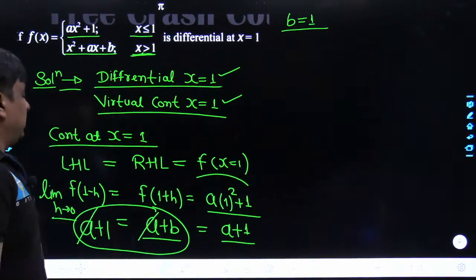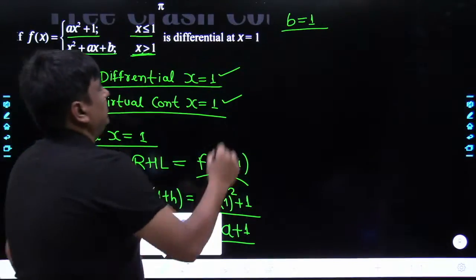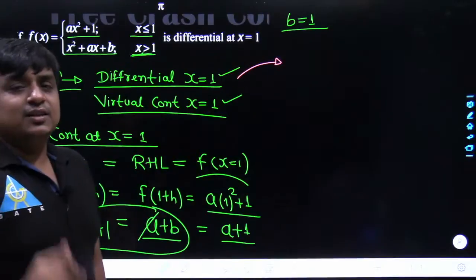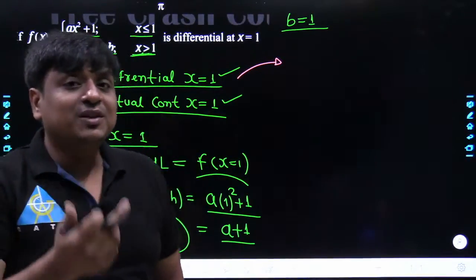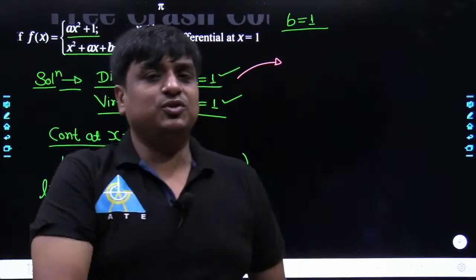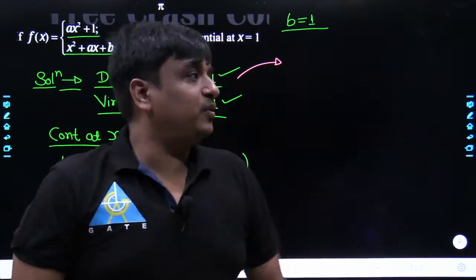So one conclusion you could derive from this outcome is nothing but b is equal to 1. Now it's the turn for differentiability. Differentiability has its formula, that is nothing but limit h tends to 0 of f of c plus h minus f of c divided by h has to be equal to limit h tends to 0 of f of c minus f of c minus h divided by h.